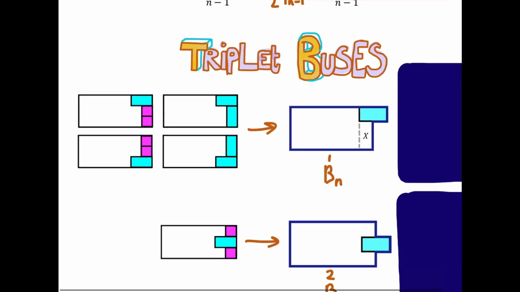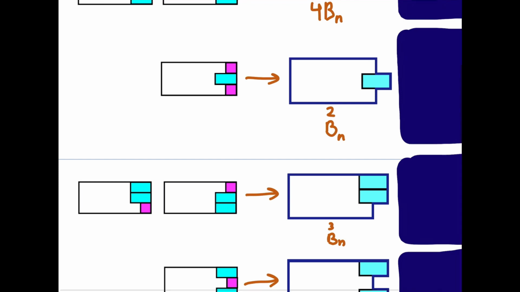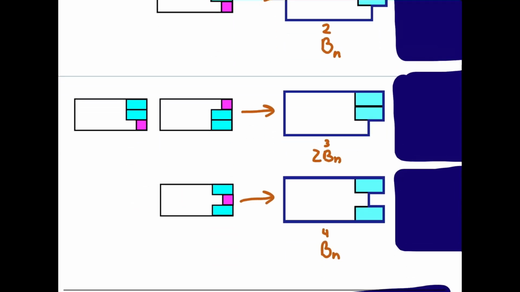The first triplet bus has a horizontal doublet on either the top or the bottom, and 4 possibilities. The second triplet bus has a horizontal doublet in the middle with only one possibility. The third triplet bus has 2 horizontal doublets placed adjacent to each other either on the top or bottom of the nth column with 2 possibilities. And the fourth triplet bus has 2 horizontal doublets placed separately on the top and bottom with only 1 possibility.